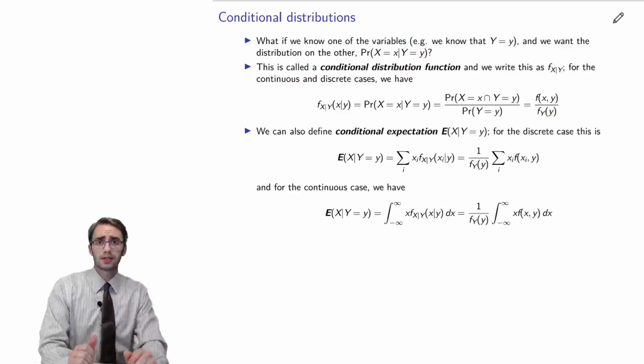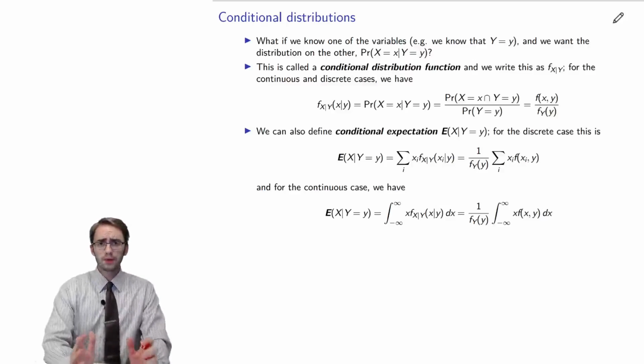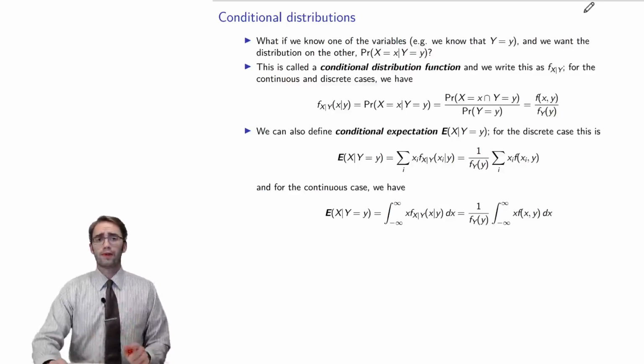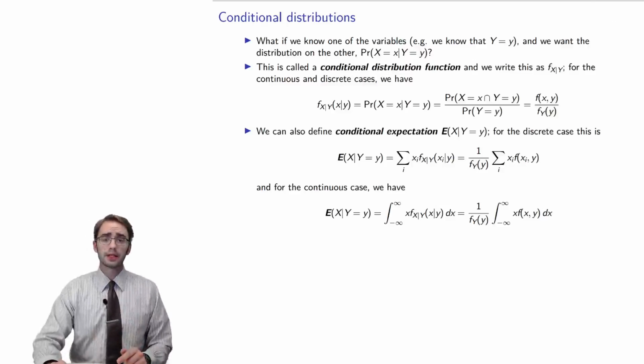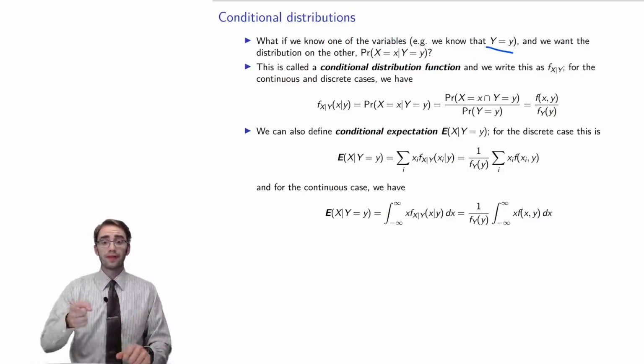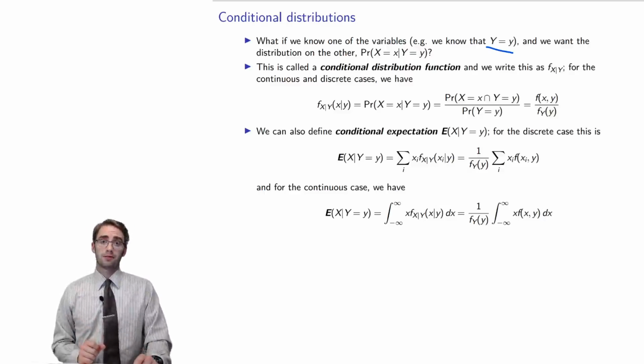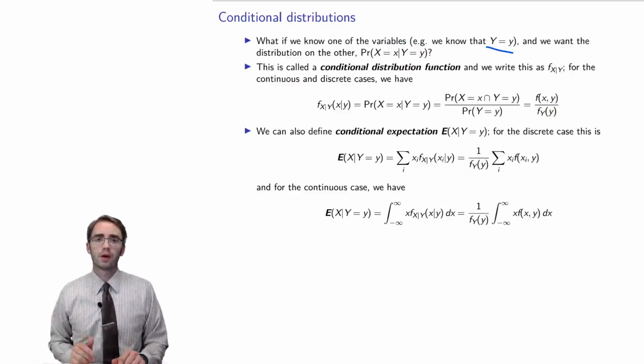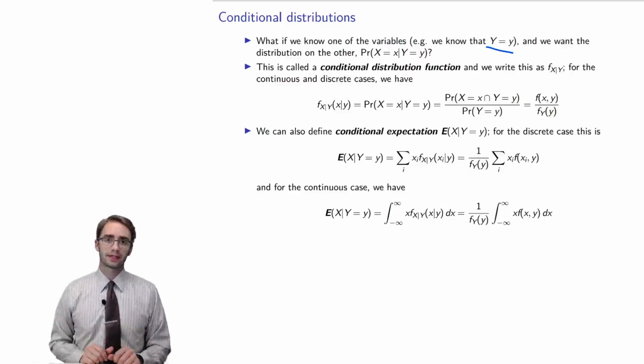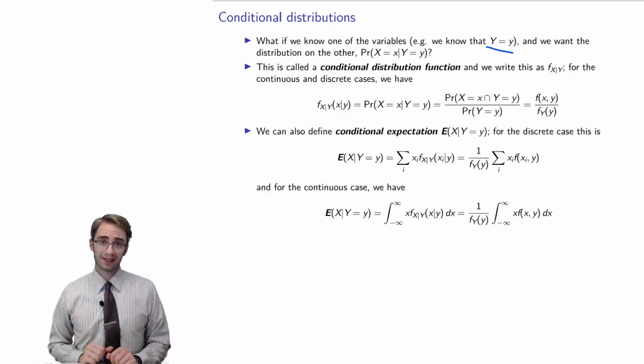A conditional distribution is what you get if you know the value of one of the variables. You know that capital Y is equal to little y, and you just want the distribution on the remaining variable. That's different from a marginal distribution. Marginal distribution says, I don't care about y, I just want to know about x. Conditional distribution says, I've told you what y is, now tell me about x.